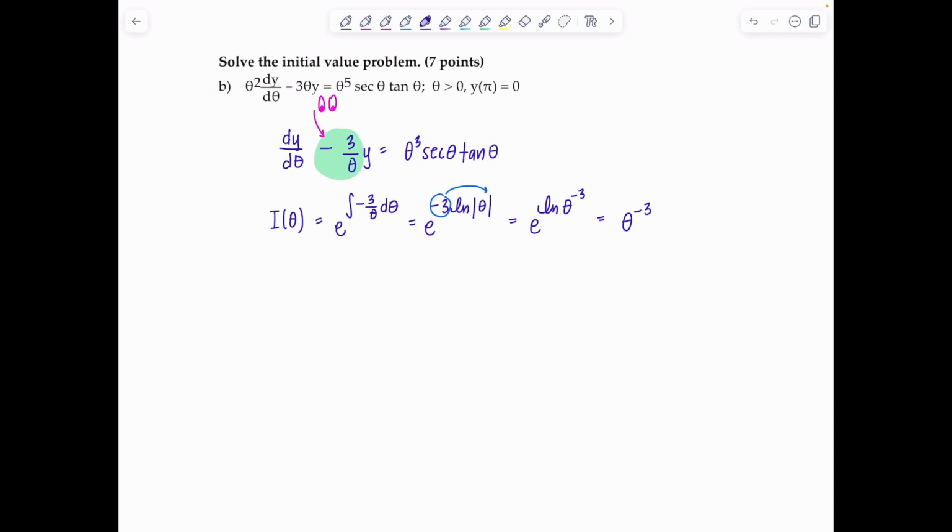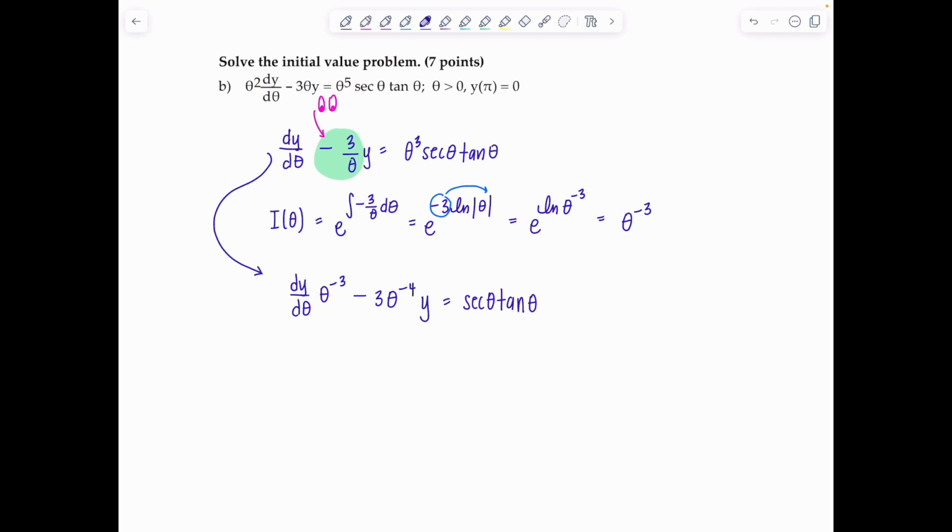Okay, so in the next step, I go back to my differential equation in standard form and I multiply by this integrating factor. So we have dy d theta times theta to the -3rd minus, I already have 3 theta to the -1st, so that would be 3 theta to the -4th altogether times y. And then on the right-hand side, the theta cubed is gone now, right? Oh, that was key. That was key. Because otherwise, oof, oof, oof.